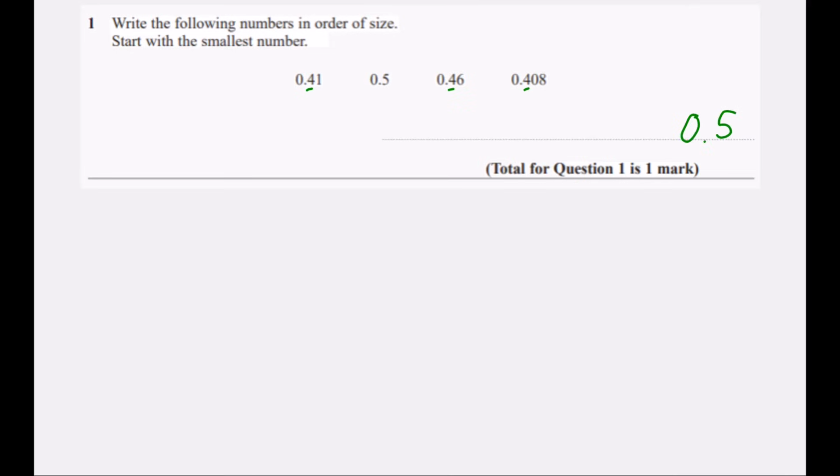Then let's look at the hundredths next. We've got a 1, a 6, and a 0. So 0 is the smallest. 0.408. Then the 1, 0.41. Then the 6, 0.46.